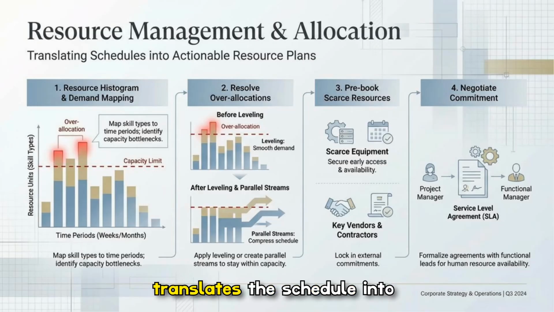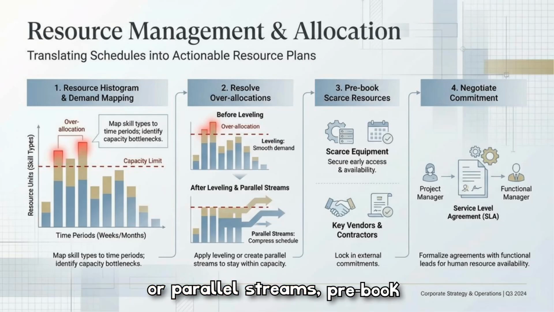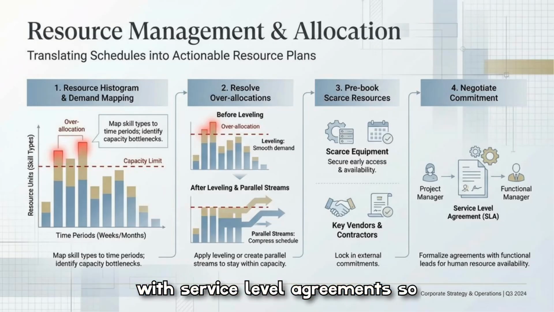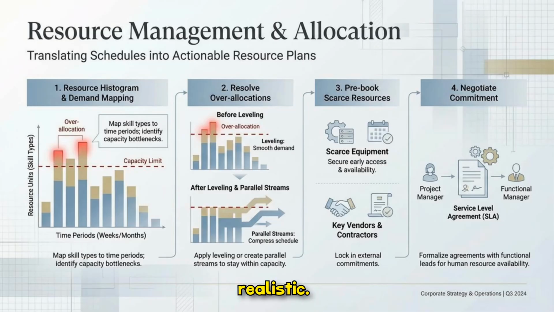Resource management translates the schedule into actionable capacity plans by mapping skill types over time and spotting bottlenecks in a histogram. Resolve overallocations through leveling or parallel streams, pre-book scarce equipment and vendors, and formalize commitments with service-level agreements so availability is locked in and project throughput stays realistic.